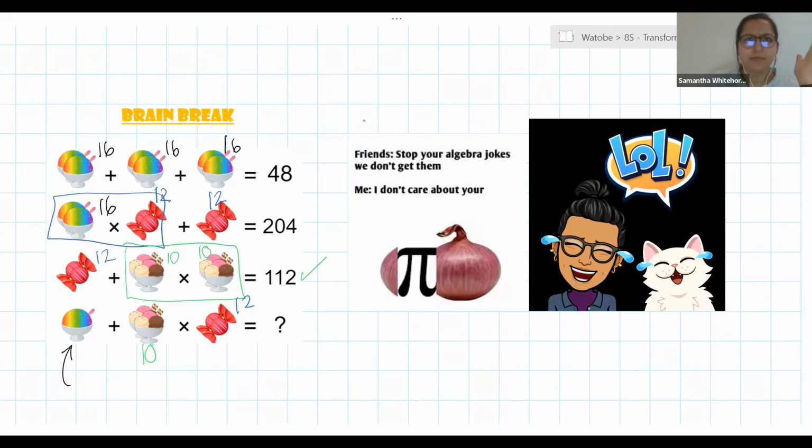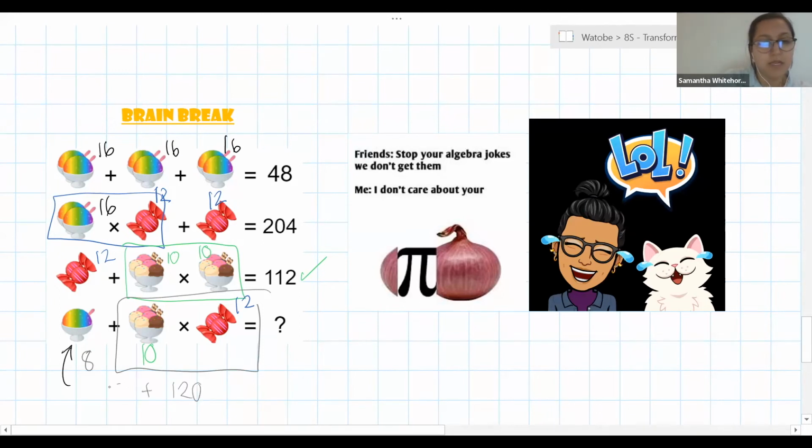What's our final answer? So, ma'am, you say 8 plus 10 times 12. Okay, now which operation should we deal with first? Multiplication. Good, so what's 10 times 12? 10 times 12 is 120. Good, so we've got 120 plus 8. So what does that give me? It's 128. Excellent. Well done.